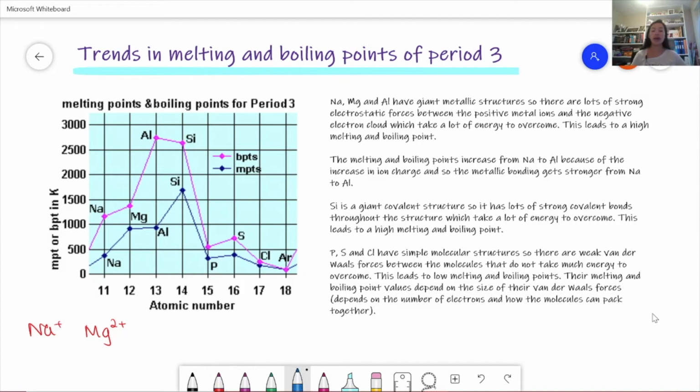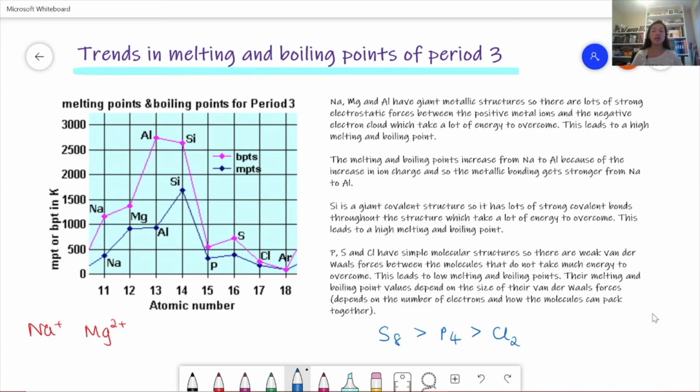And if you remember back to how these elements exist, we have sulfur, which goes round in 8s, and then we have phosphorus, which goes round in 4s, and chlorine, which is diatomic, so goes round in 2s. And so the van der Waals forces in S8 are bigger than in P4, and the van der Waals forces in P4 are bigger than in Cl2, just because S8 has way more electrons and it's a lot bigger.